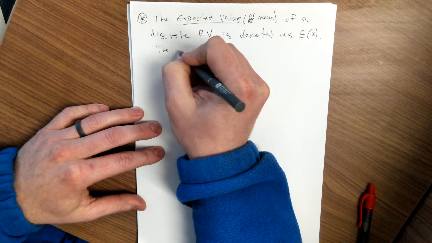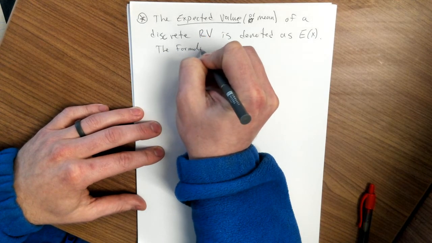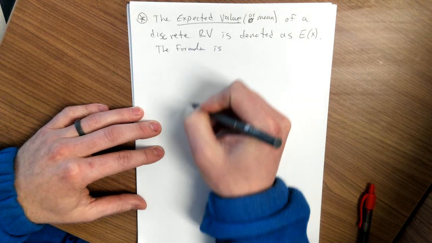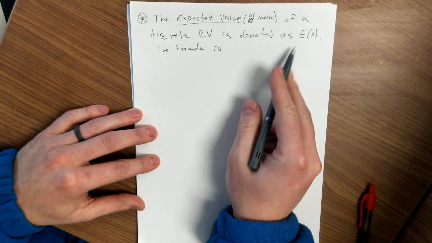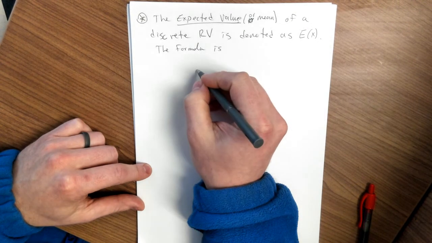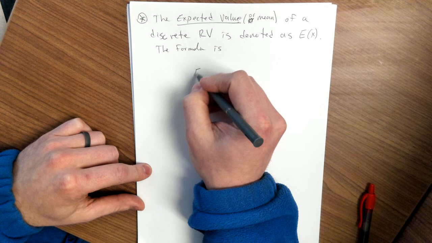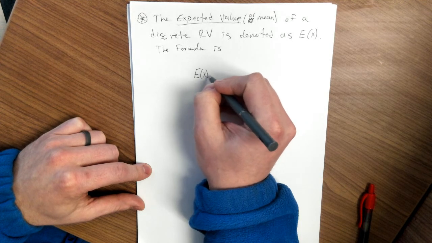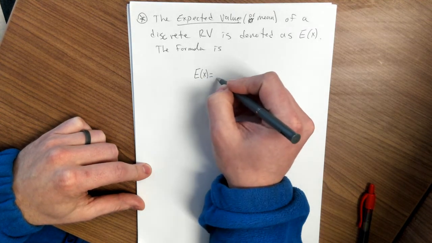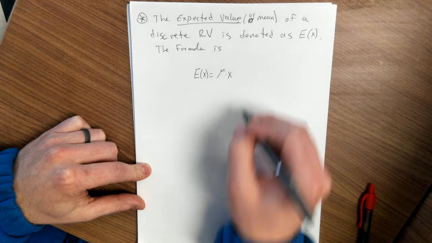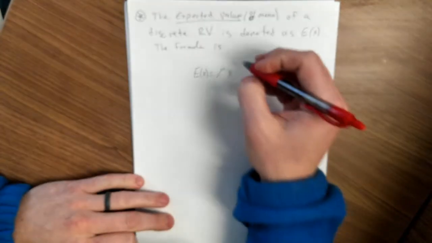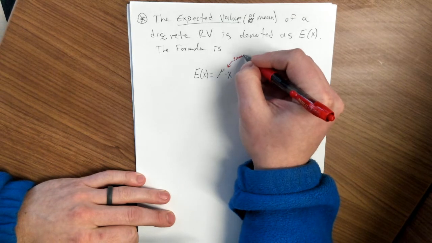The formula is, so anytime you see this capital E of x right here, that means we're talking about the expected value of a random variable. The expected value of x is equal to mu, the mean, times x. This is what the book writes, but we're not going to use it. That's what some books write.